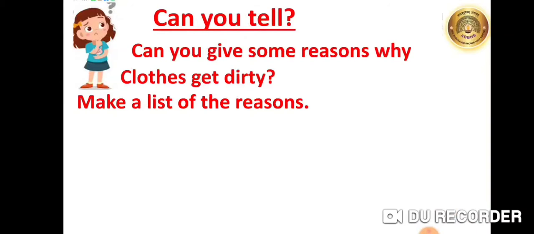Can you give some reasons why clothes get dirty? Now, clothes can get dirty for various reasons. Maybe while playing, when you play football or cricket, or maybe when you're eating something spills onto your clothes and your clothes get dirty, or if you have sat on a dirty surface, then also there are chances of your clothes getting dirty. There are many more reasons. You can make a list of the same.